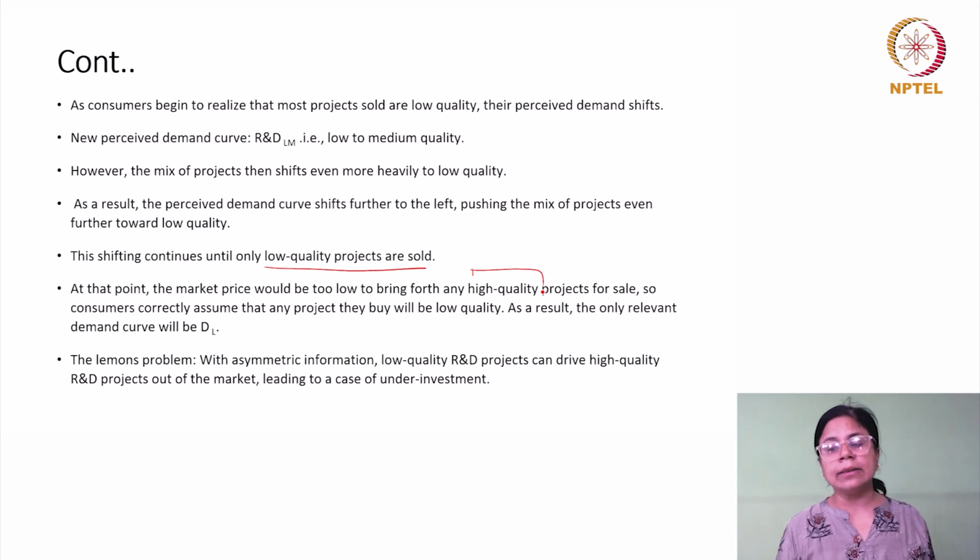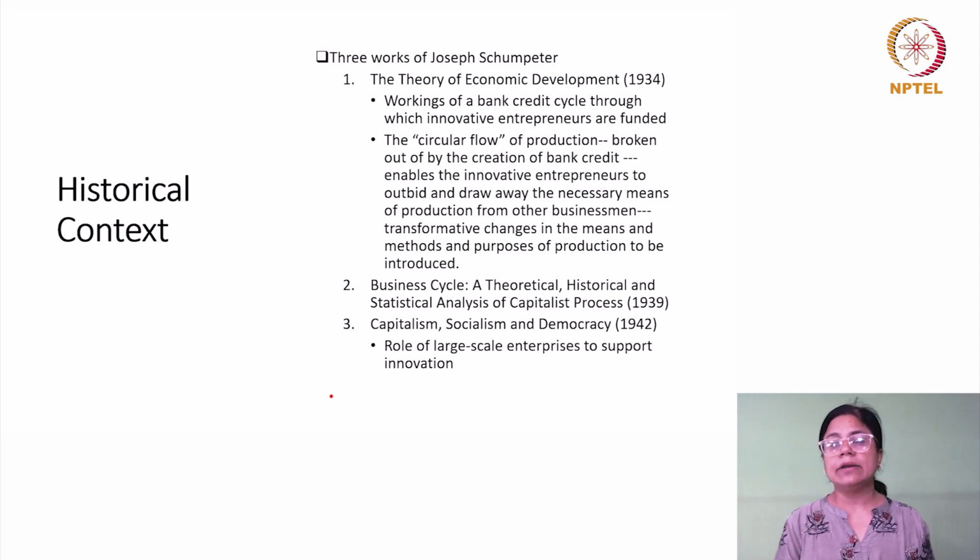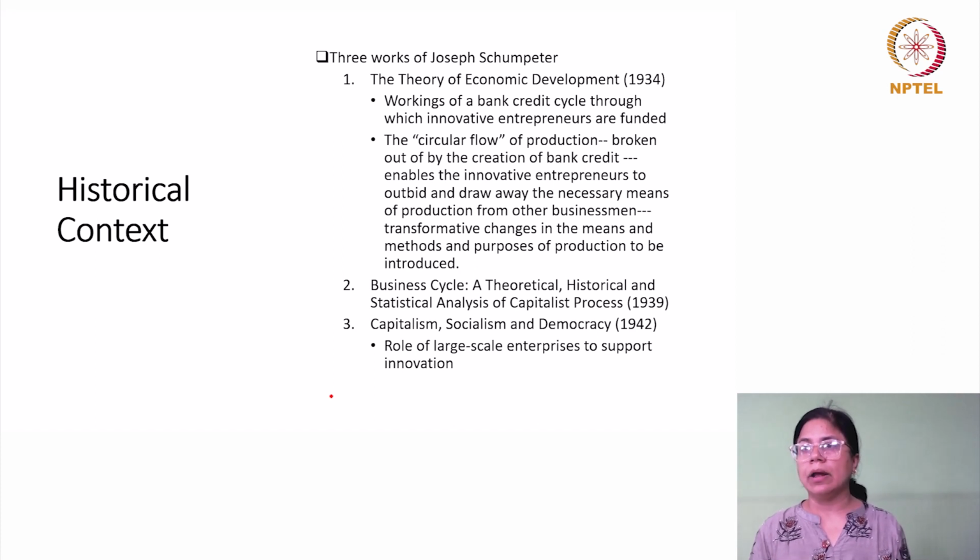So we realize that this is a typical lemon problem with asymmetric information. Low quality R&D projects are now driving the high quality R&D projects out of the market. We look at the earlier work by Schumpeter. There also he pointed out that it is through the working of the bank credit cycle, which at that point of time was expected to support the innovative activities of the entrepreneur. The idea was that the circular flow of production is broken by the creation of bank credit. This will enable the innovative entrepreneur to outbid or draw away the necessary means of production from other businesses. This transformative change in the meaning, methods and purpose of production would be introduced because of the availability of bank credit.